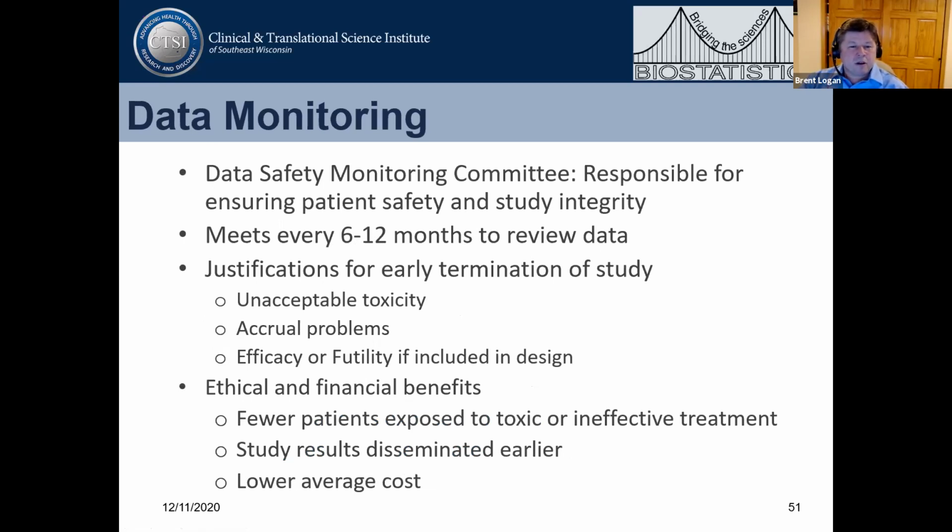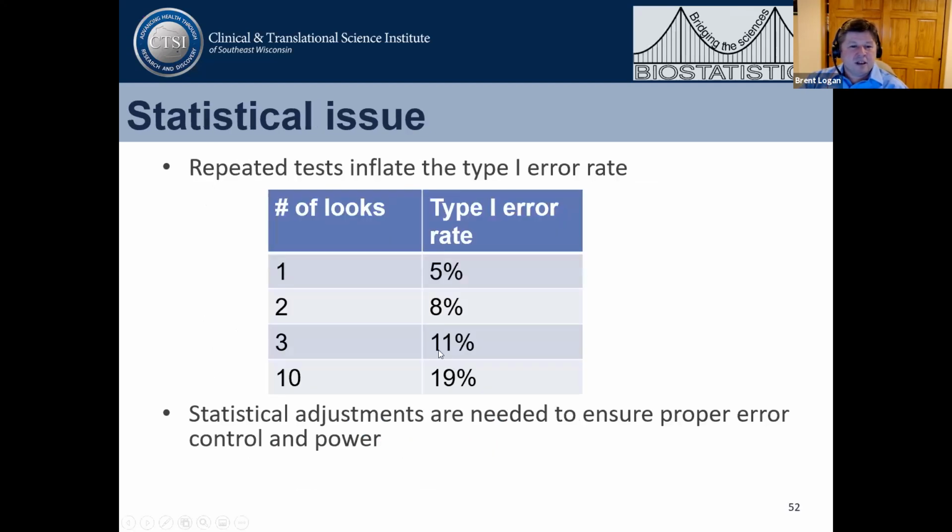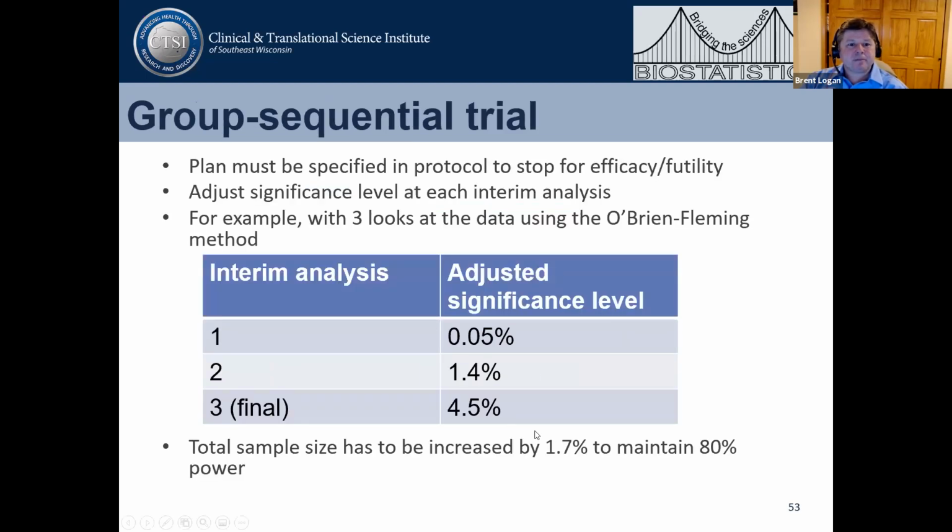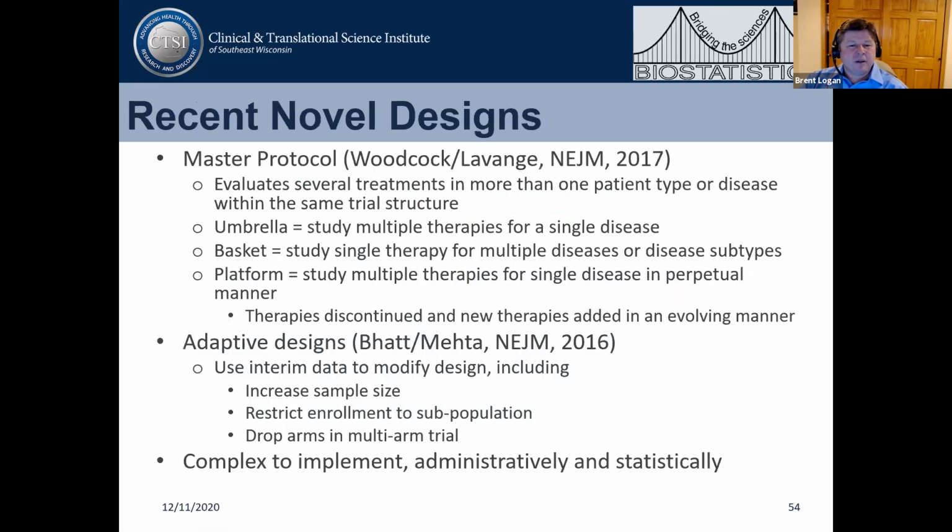Data monitoring is important, and we've already talked about this, but basically you want to monitor toxicity and efficacy or futility. A data safety monitoring committee will typically look at that. This is an example of the number of looks and how that affects the type 1 error rate. If you look at the data 10 times, the type 1 error rate goes from 5% to 19%. So this is why it's important. You have to recalibrate or adjust the stopping boundary to make sure that you don't increase the type 1 error. And we've already pretty much talked about that.